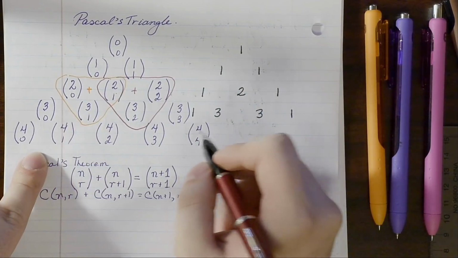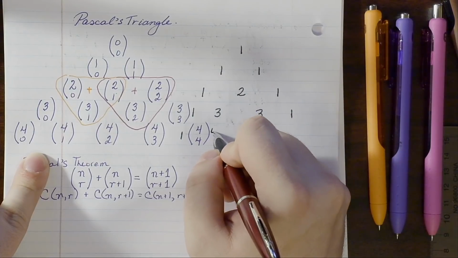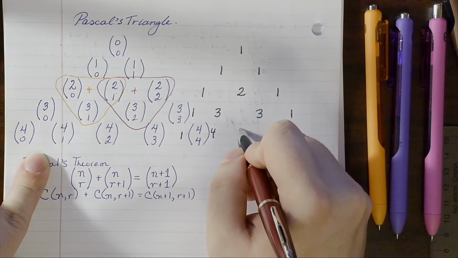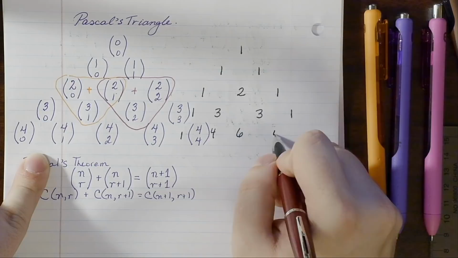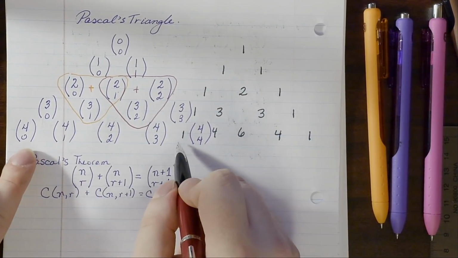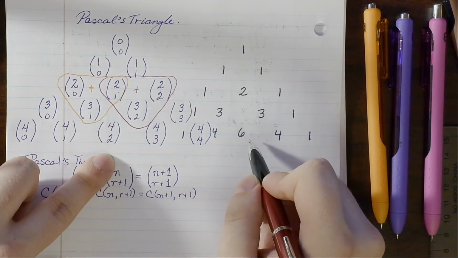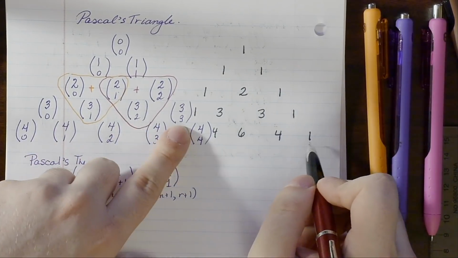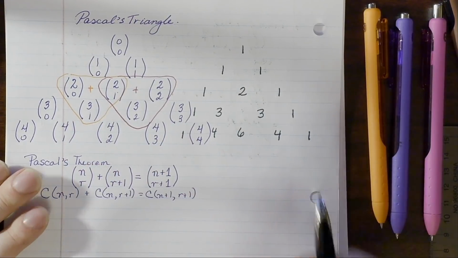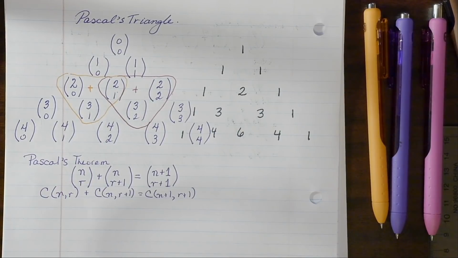And I also have 4. So I have 1. This one is 1 plus 3 gives me 4. 3 plus 3 gives me 6, and 1 plus 3 gives me 4, and then the last one is this. So these each correspond to these values. I have 4 choose 0 is 1, 4 choose 1 is 4, 4 choose 2 is 6, 4 choose 3 is 4, 4 choose 4 is 1. And that's just Pascal's triangle. So it's just a quick way for me to do something.